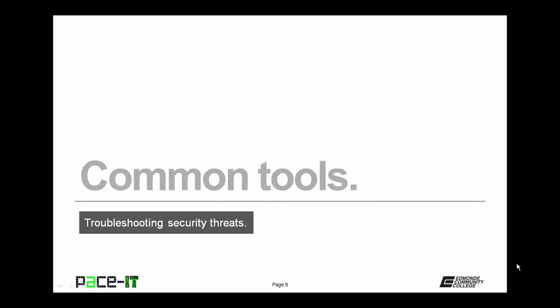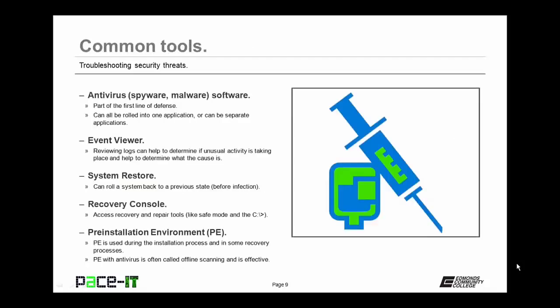Now let's move on to common tools that are used in troubleshooting security threats. So your antivirus, anti-spyware, anti-malware software, that's all part of your first line of defense. It can be rolled into one package or application, or they can be separate applications. Your event viewer is a great tool to use when diagnosing security threats. Reviewing the logs can help you determine if there's been any unusual activity taking place, and also help you to determine what the cause is.